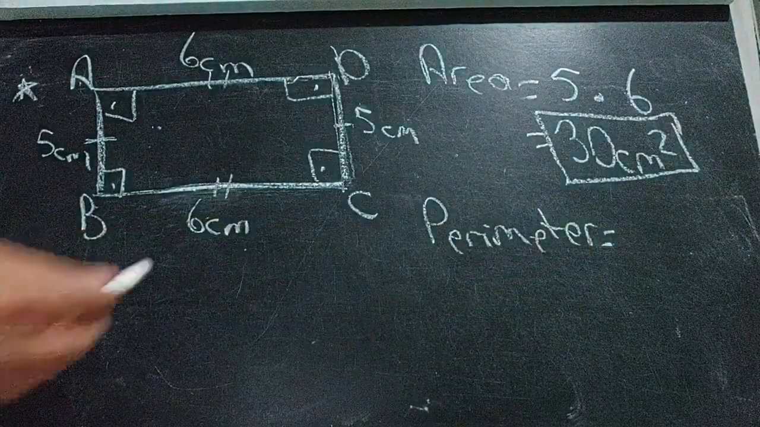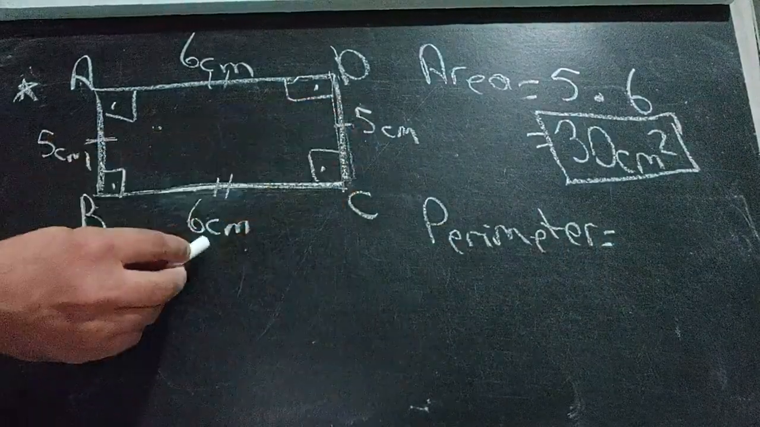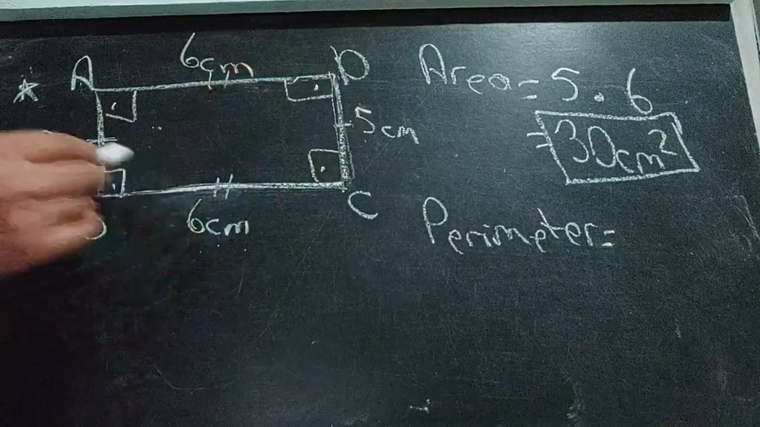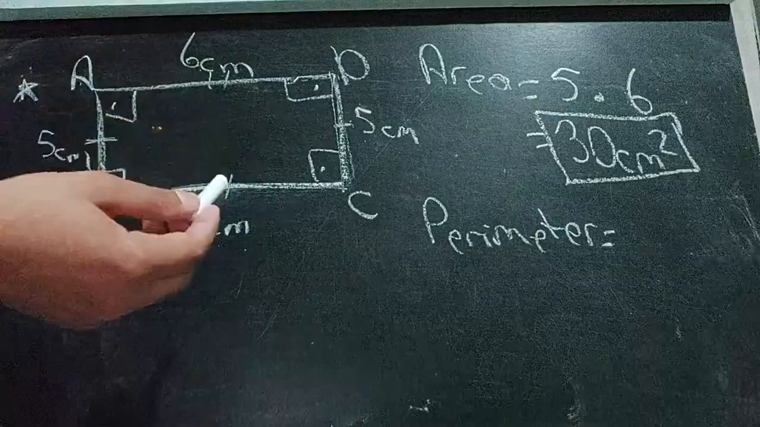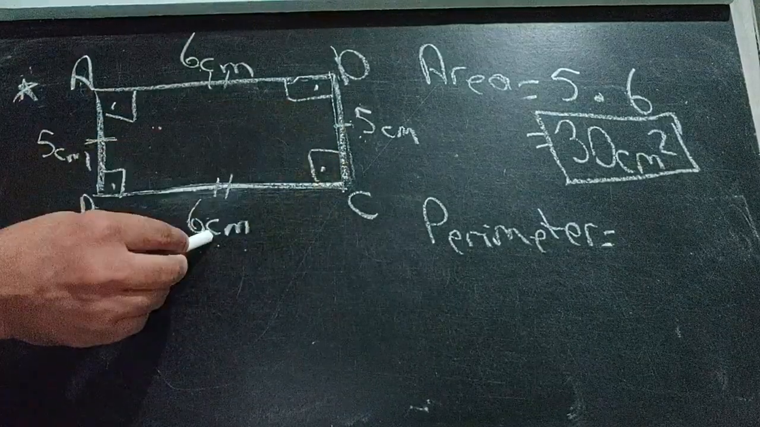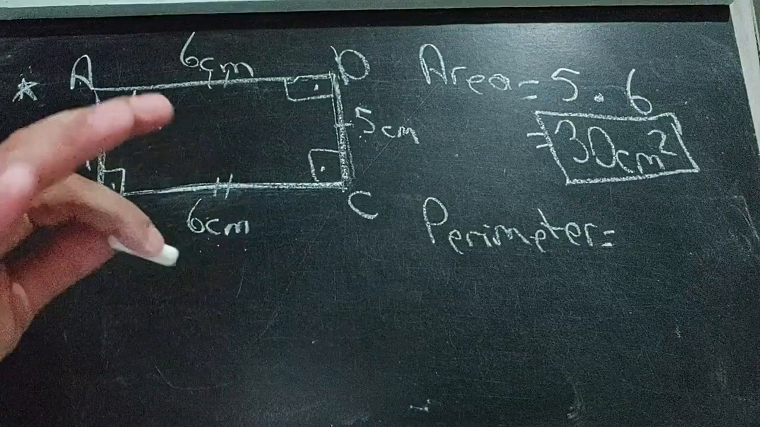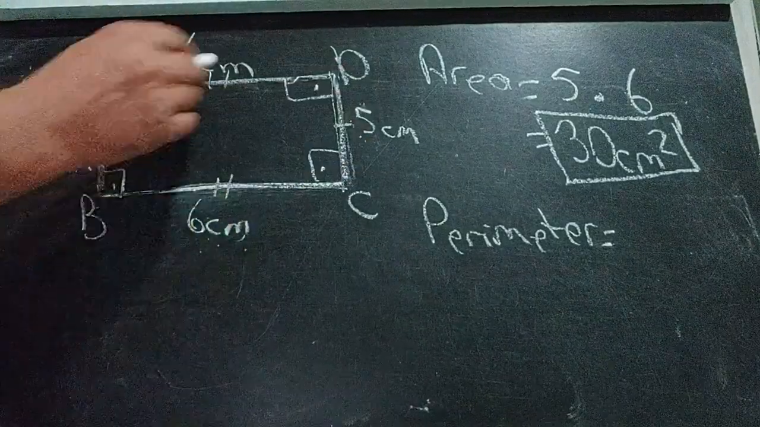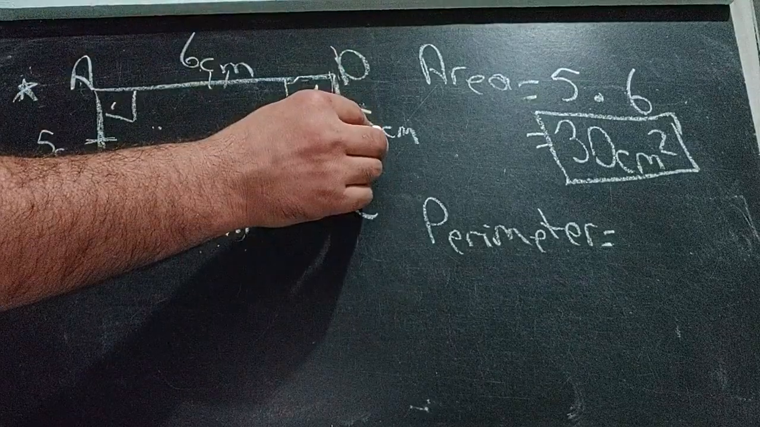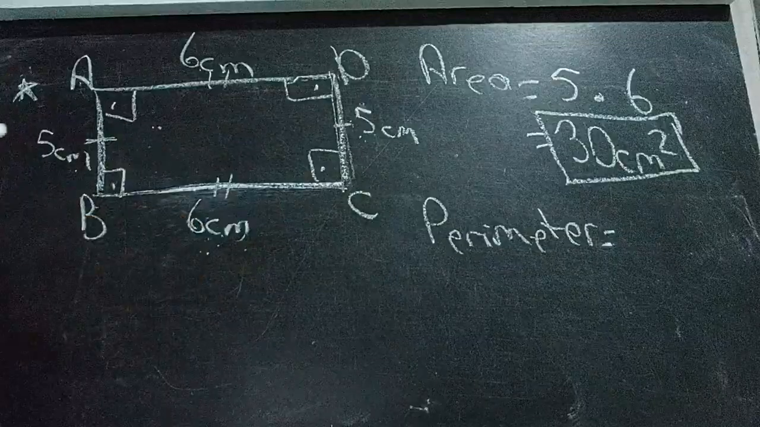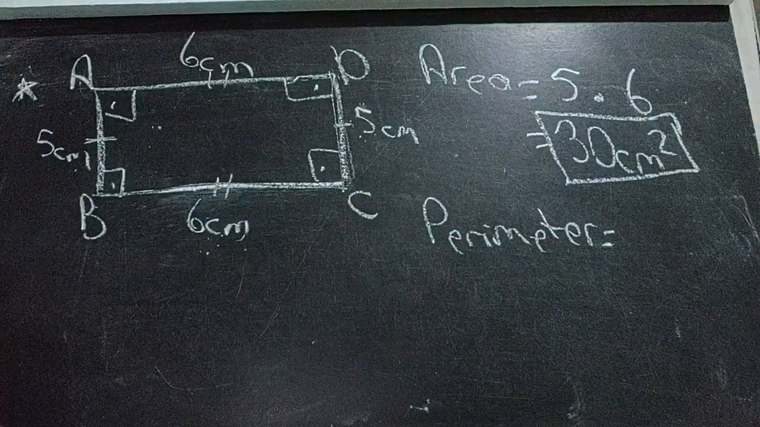you can see 2 times 5 plus 2 times 6, or you can say 5 plus 6 plus 5 plus 6, or you can say 2 times open bracket 5 plus 6 close the bracket. It is up to you whether you use this plus this, or this times 2 plus this times 2, or 2 times this plus this. Right, now let me use the short one.